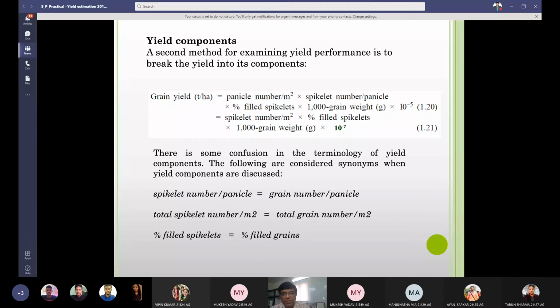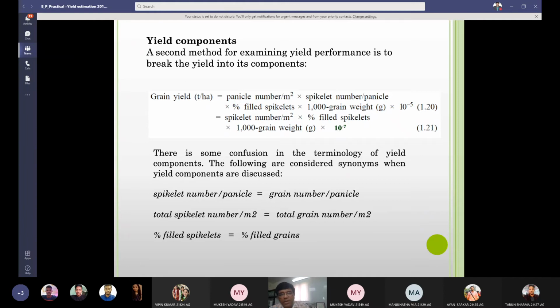And finally, if you multiply panicle number per meter square by spikelet number per panicle, then you get total spikelet number per meter square into percentage filled spikelets into 1000 grain weight, and finally all these are multiplied by 10 to the power minus 7. So 10 to the power minus 7 is the conversion factor for this calculation.